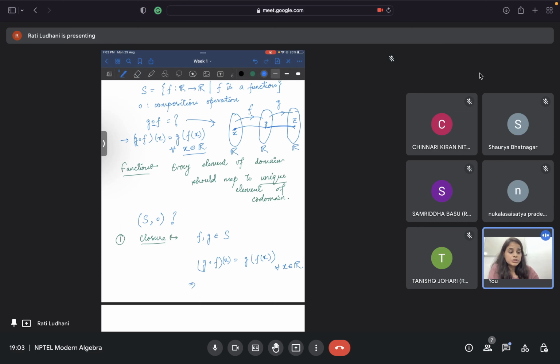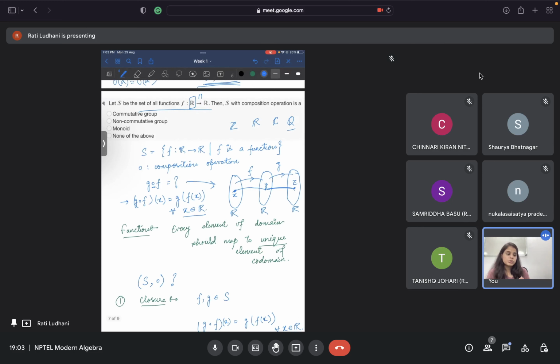Because why should this happen? So g of f should belong to S, meaning it should be a function, and that is true. Why? Because if you take any element x, it will map to some element y, and then it will map to some element z, and for every element here you will get some element here. So the first property is that every element should be mapped, and the second is that it should be unique. As you can see, this part is unique and this part is unique, so overall it should be unique, right? So this is really a function.